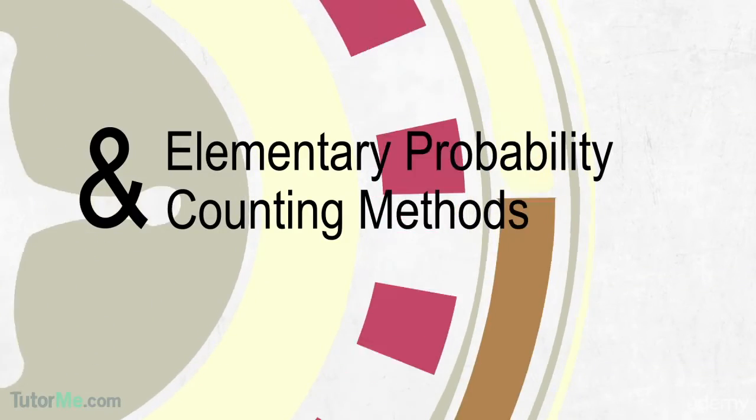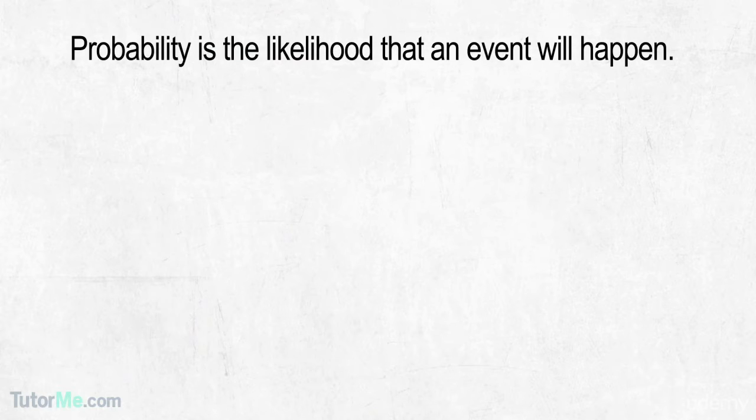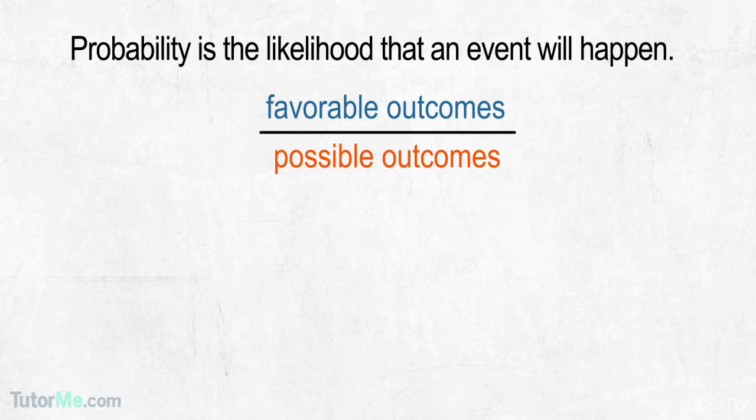Elementary probability and counting methods. Probability is simply the likelihood that an event will happen. It's calculated by dividing the favorable outcomes by the possible outcomes.